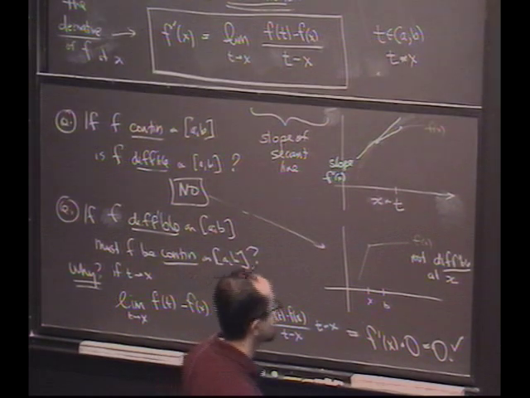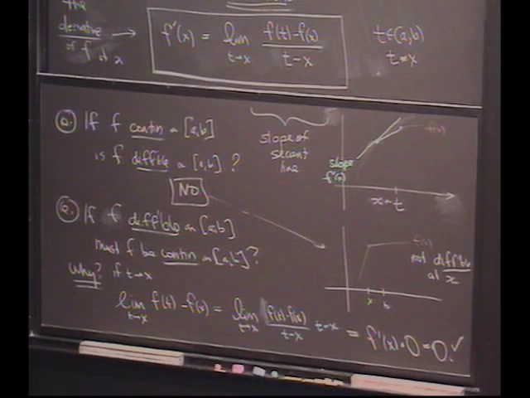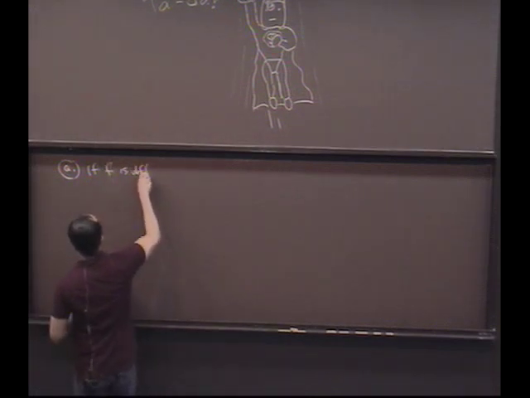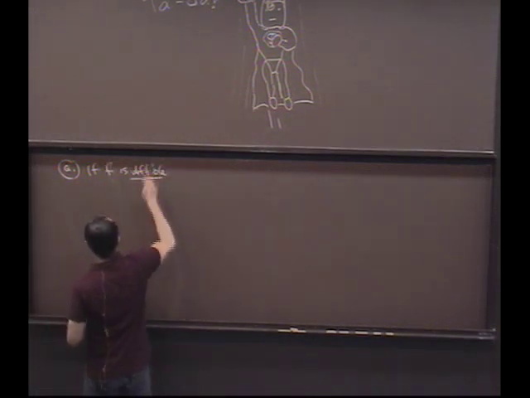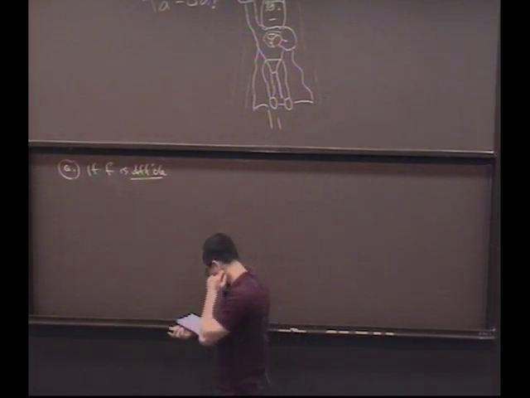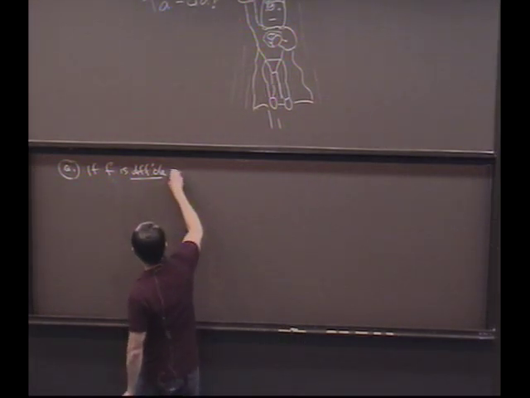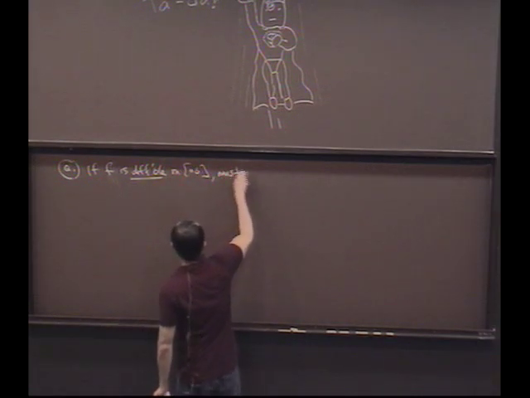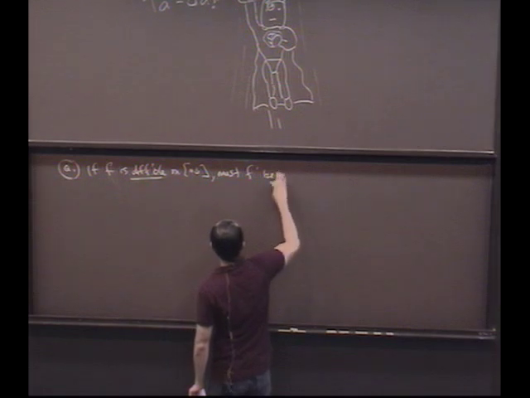Okay, so let's see. Question. What about the following question? If f is differentiable, well, then clearly f prime exists, but must f prime be continuous? On AB, must f prime be continuous?